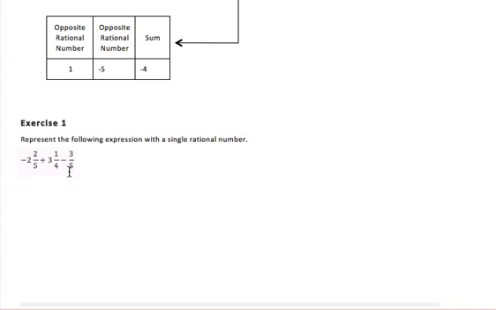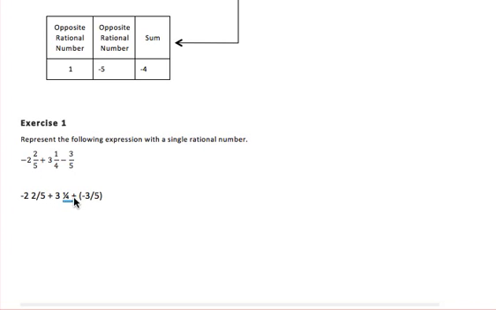Before we begin moving things around, which we can probably see would be a good idea, let's rewrite the entire problem as an addition problem so that we can move our numbers around correctly. So -2 2/5 plus 3 1/4 plus (-3/5). And I put that -3/5 in parentheses so that we're not confused by the signs.